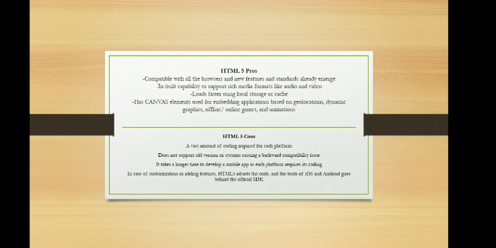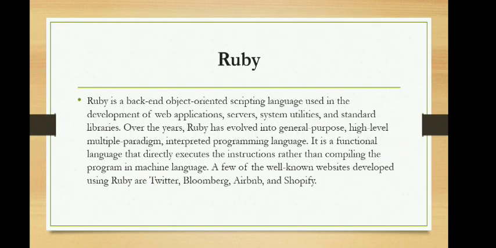In the case of customization or adding features, HTML5 adjusts the code, and the tools for iOS and Android go beyond the official SDK. Ruby. Ruby is a back-end object-oriented scripting language used in development of web applications, servers, system utilities, and standard libraries. Over the years, Ruby has evolved into a general-purpose, high-level, multi-paradigm interpreted programming language.